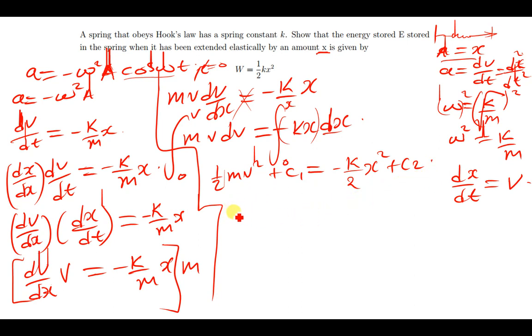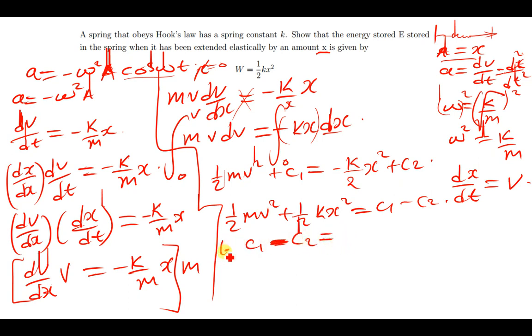So when you do that, we're simply going to have half mv squared plus half kx squared is equal to c1 minus c2. This c1 minus c2, we're just going to take as energy. So we say let c1 minus c2 be equal to the energy stored in the spring. So we have energy is equal to half mv squared plus half kx squared.